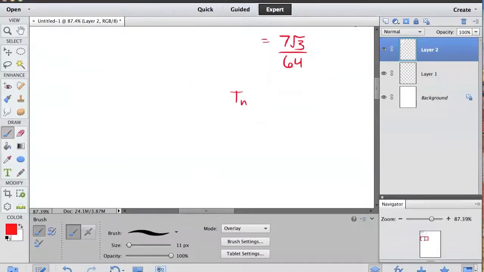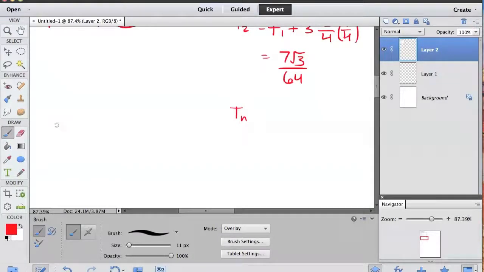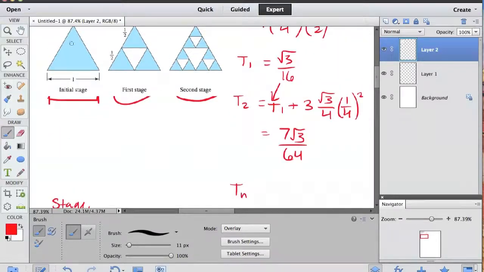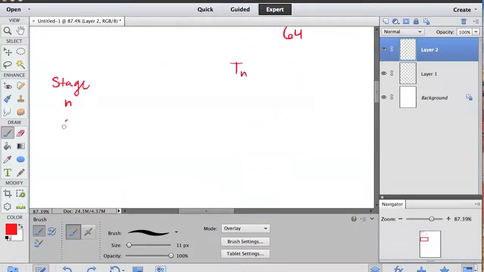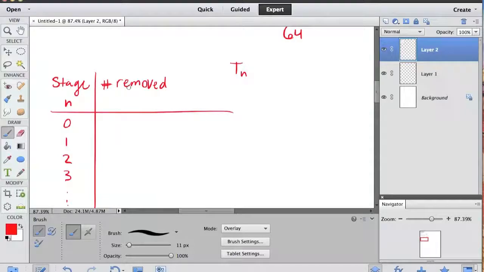So I'm going to create a chart here. We're going to call our stage number n. If the stage is 0, that would be this stage. If the stage is 1, that would be this stage, 2, this stage. That would be 0, 1, 2, 3, dot, dot, dot. And then we're going to have our number of triangles removed, and I'm going to call this R for removed. So in the first stage we have 0 triangles removed, in the second stage we have 1 triangle removed, in the third stage we have 3 triangles removed, added on to the 1. And in the next stage we've got 9 triangles removed.